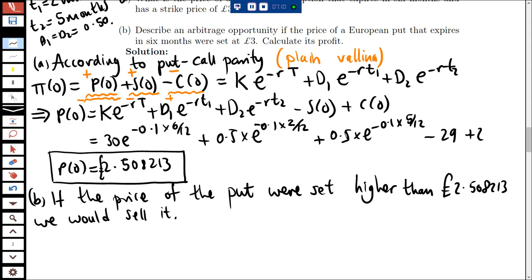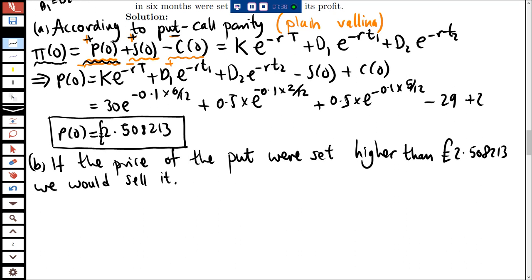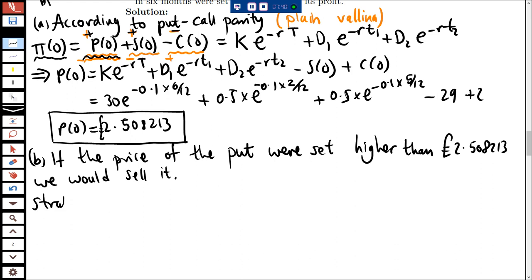The other way to view it is if you were to change the value of this put from about £2.51 to £3, your portfolio is going to be overpriced compared to the theoretical value, so we should short it and follow the opposites of these signs. Okay, so 2 ways to view it. Essentially, this is the strategy. Whichever one works for you, as long as you get this answer.